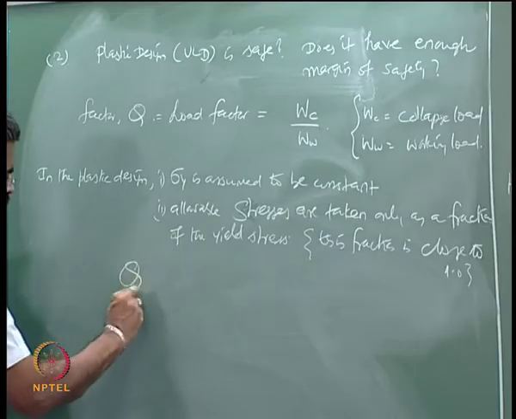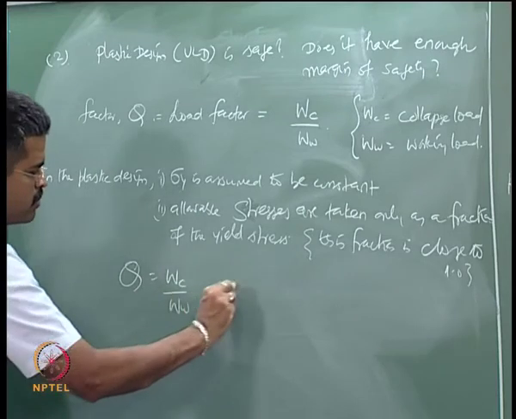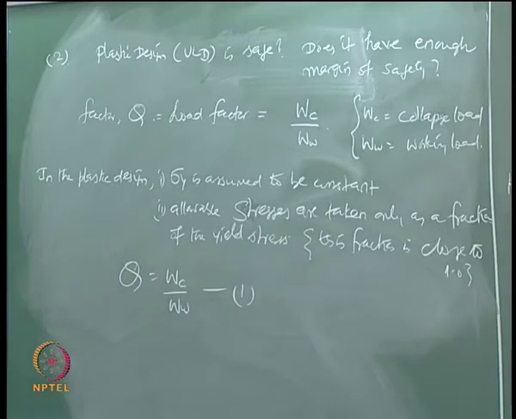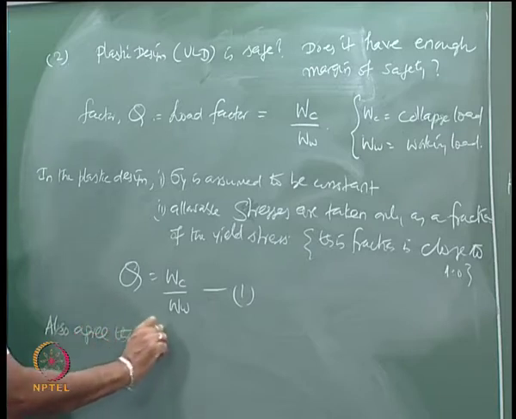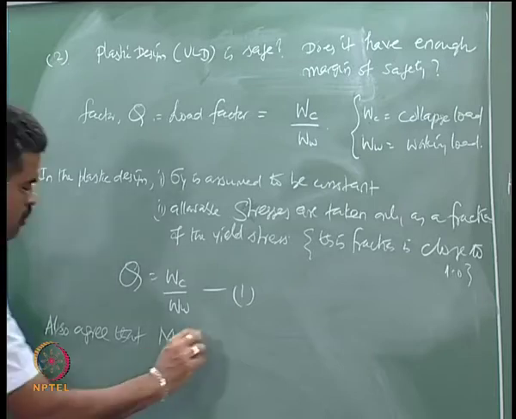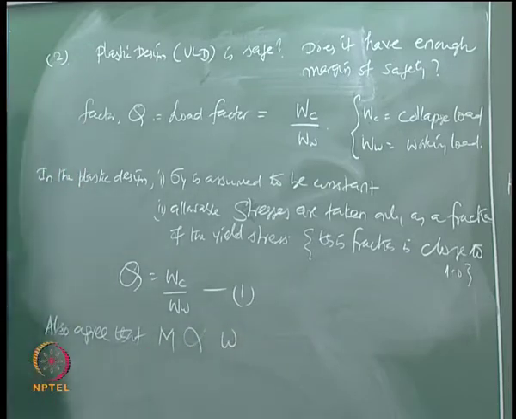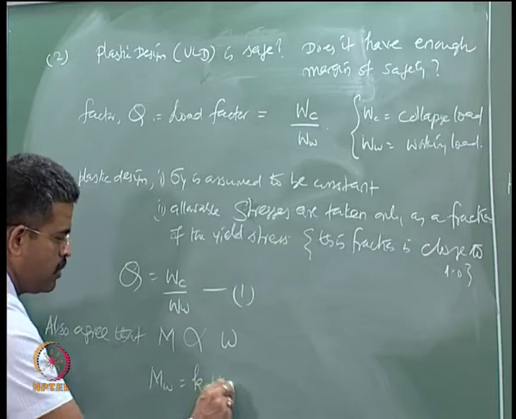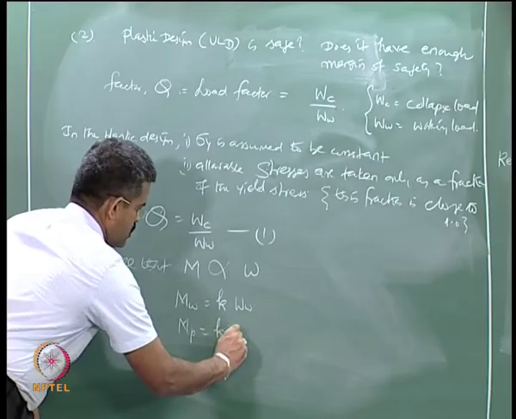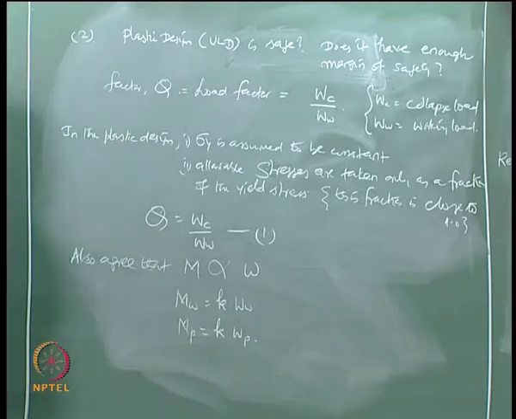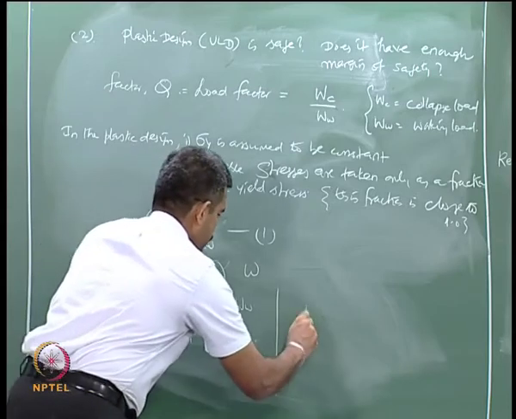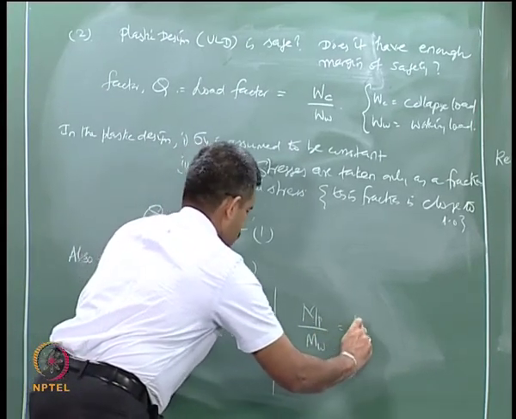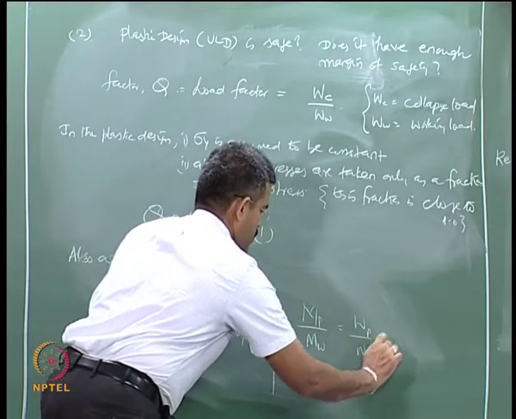So we know now that Q is WC by WW, and we also agree that moment carrying capacity is always proportional to W, that is the load, is it not? Therefore, MW can be some constant of WW, MP can be some constant of WP, okay, some constant. So, MP by MW, which is WP by WW, which is nothing but Q.